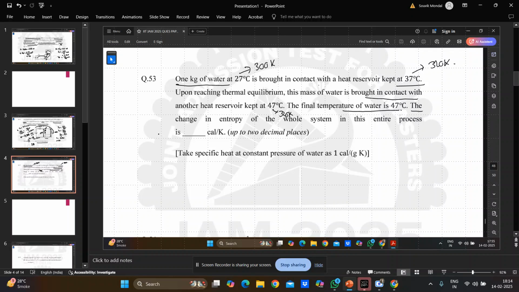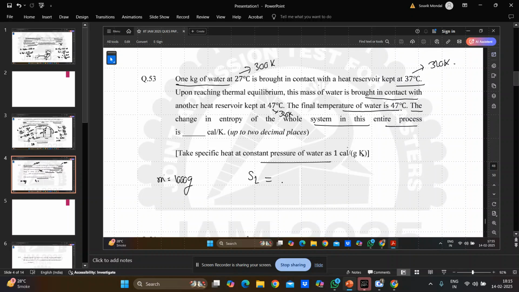Okay, so the change in entropy of the whole system in the entire process will be up to 2 decimal places, and your specific heat is given. So firstly, m is 1000 gram. I am converting into gram because the C is in 1 calorie per gram per Kelvin. That's why I'm converting into gram. Okay. So let's take the first process. For the first process, let us calculate the total entropy change.